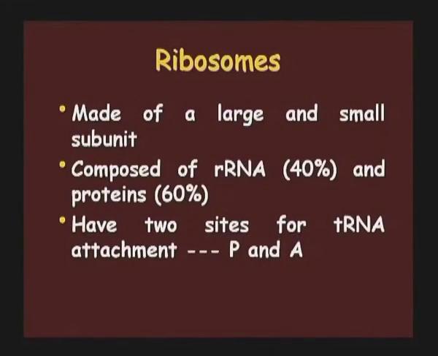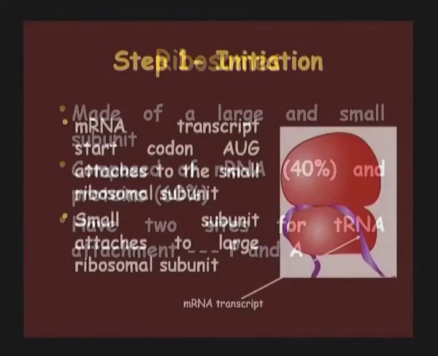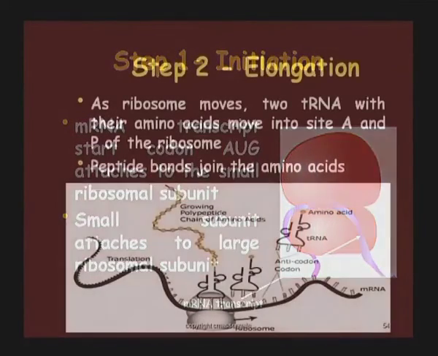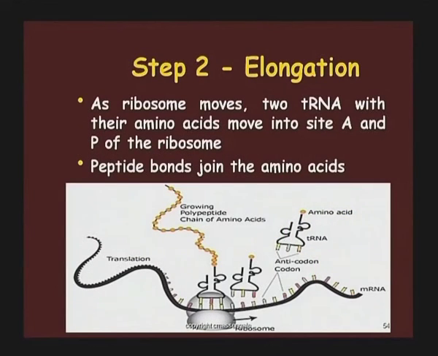Ribosomes are made up of a large and a small subunit composed of ribosomal RNA 40% and protein 60%, and have two sites for transfer RNA attachment, and here we see in this diagram the two subunits and the joining of the messenger RNA transcript. Step 2 is the elongation of the chain. As the ribosome moves, two transfer RNAs with their amino acids move into sites A and P of the ribosome. A peptide bond joins the amino acids.